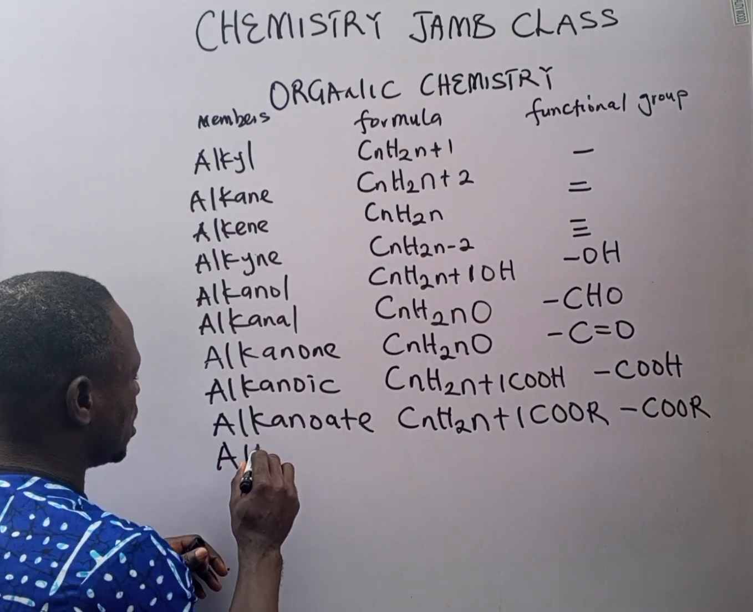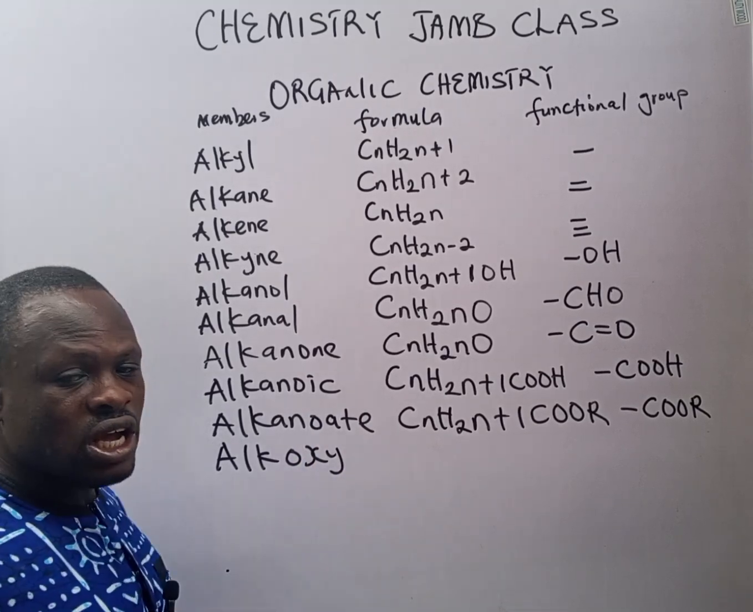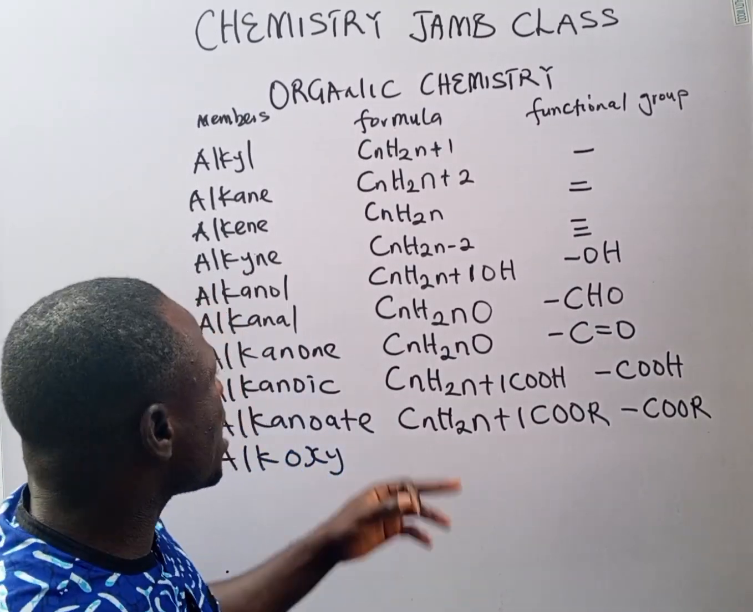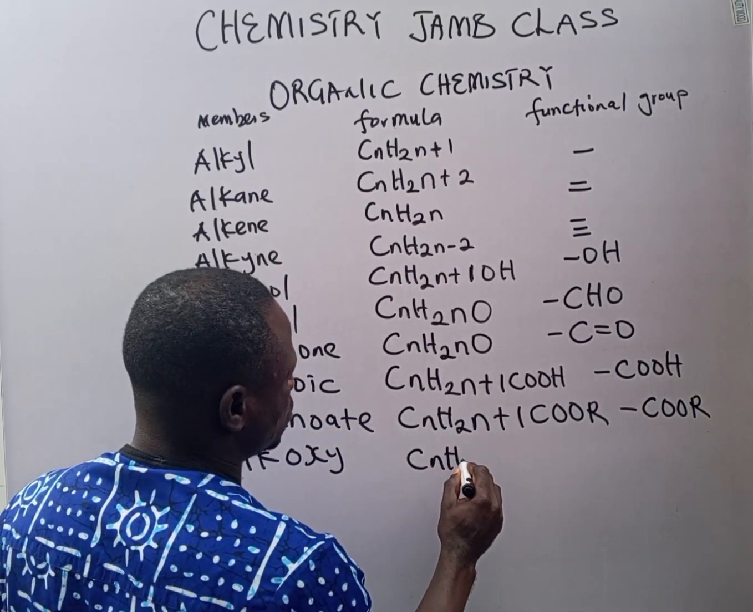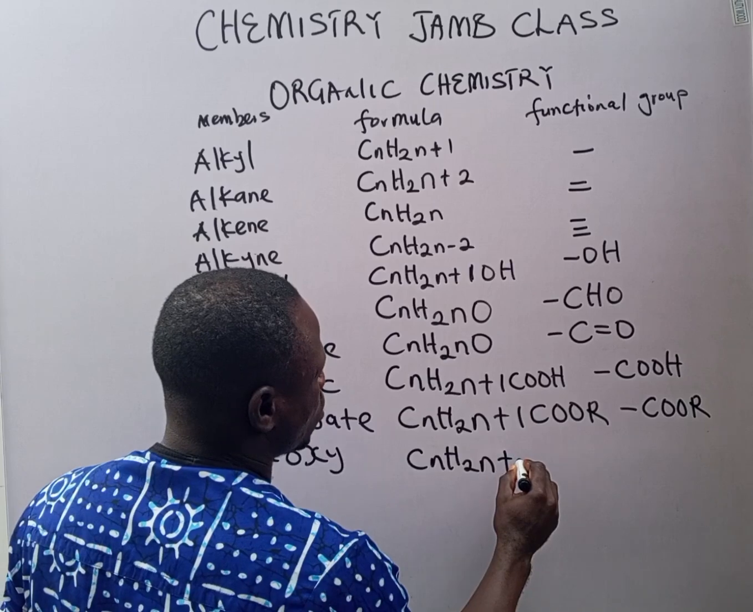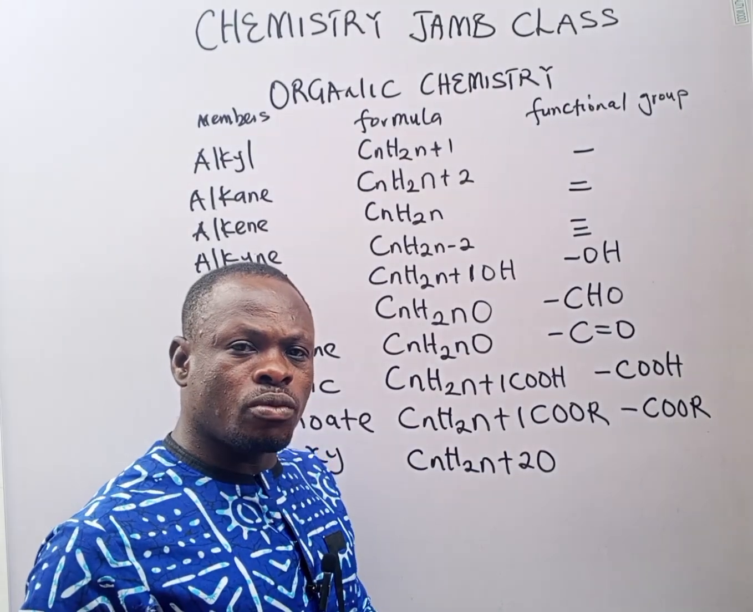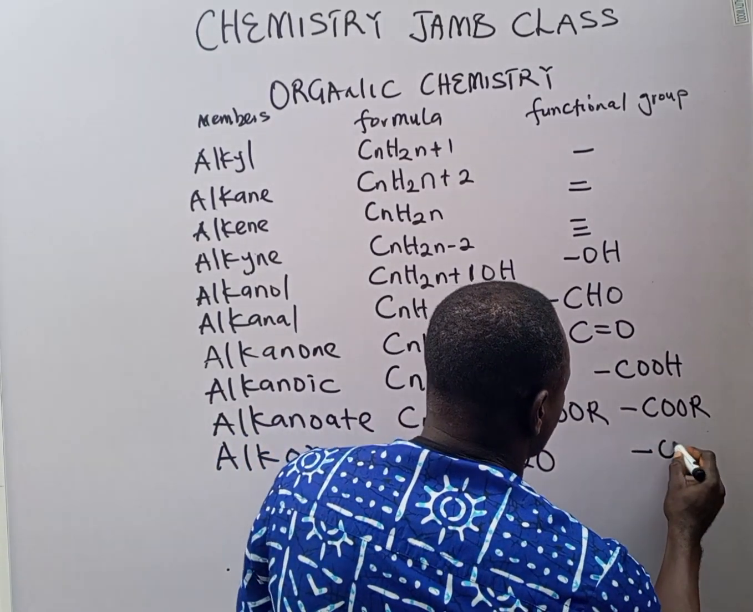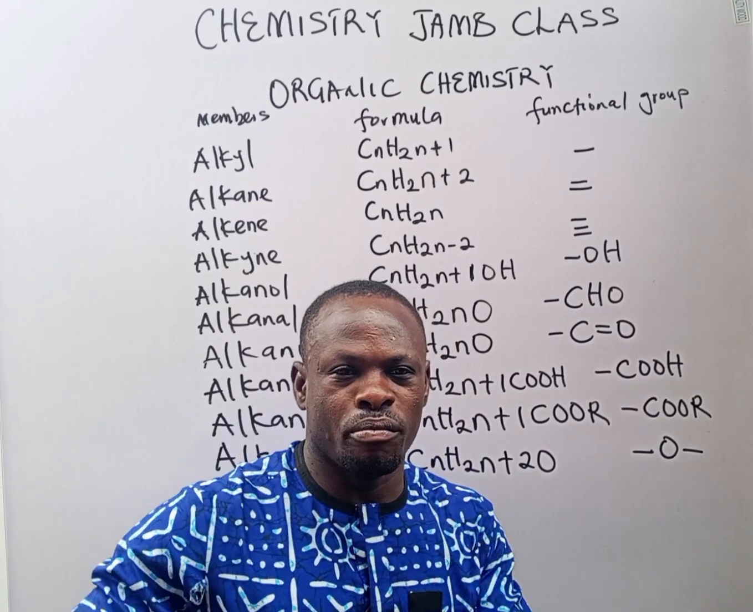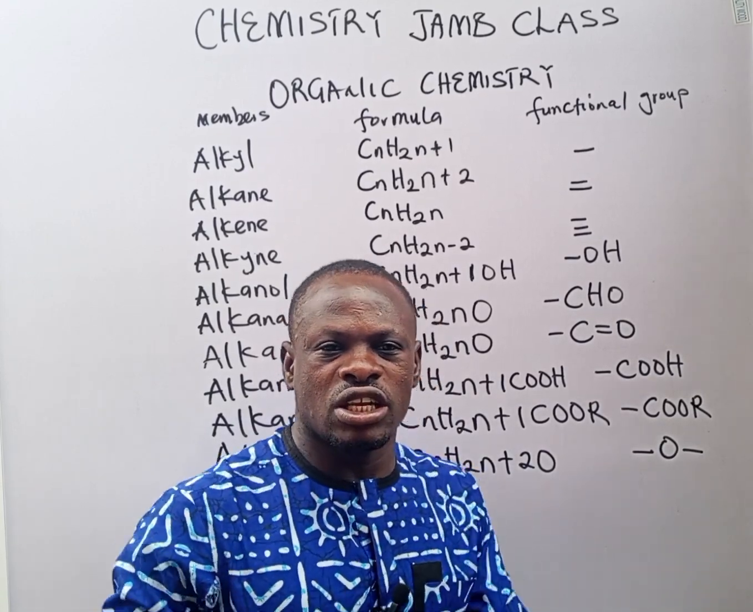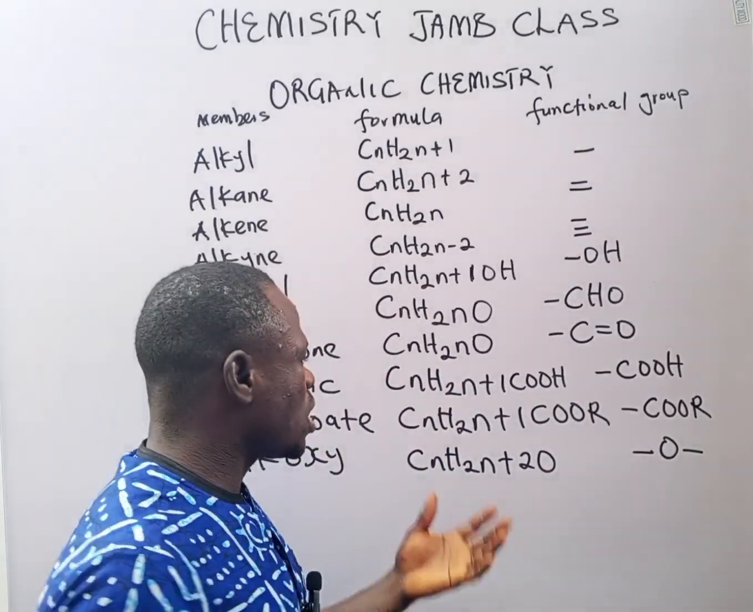Alkoxyalkane has a general formula like this one, CnH2n+2O. Are you getting me? Now the functional group of this is what? Minus O minus. Do you get that? You see members like methoxymethane, ethoxyethane. See those kinds of things. We are going to look at them in our classes.